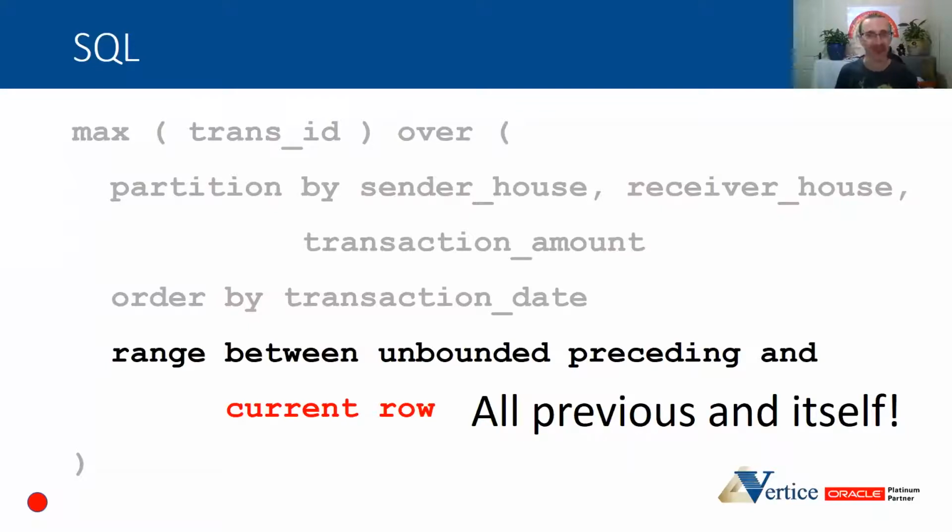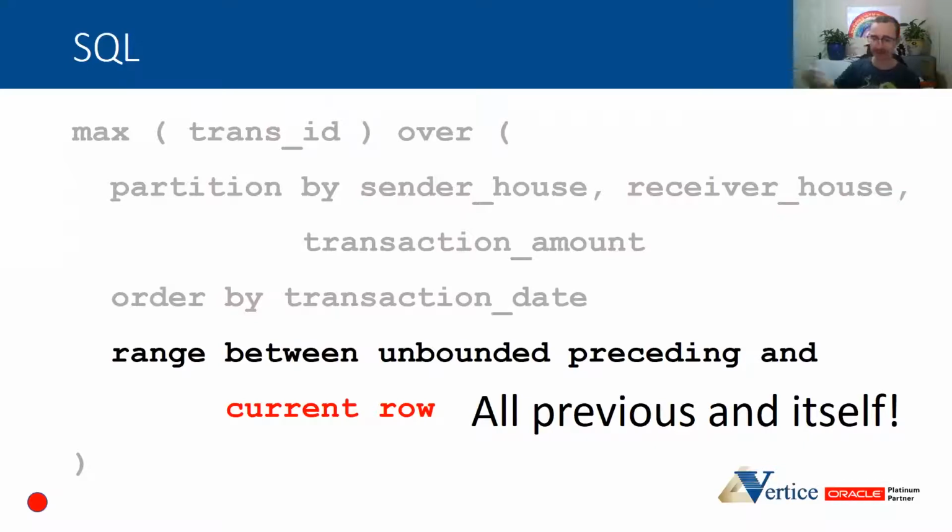So we'll start with the current row. That is a pretty obvious problem. We're saying if this maximum transaction ID was not null. But of course, if we include the current row, it's always going to be not null because we're always going to return our own transaction. Okay, bit of a problem there. We want to exclude the current transaction.